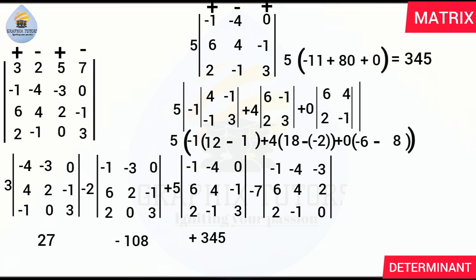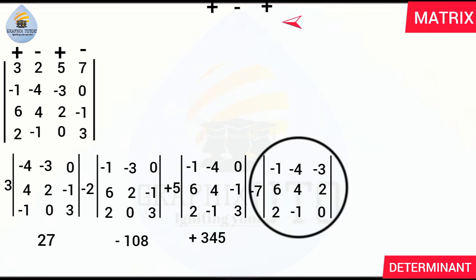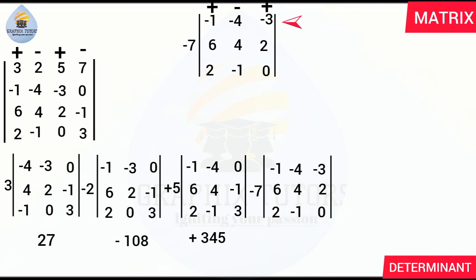Now the fourth one, last but not the least, is minus 7 scalar multiplying the matrix in front of it, which is minus 1, minus 4, minus 3, 6, 4, 2, 2, minus 1, 0. So I'm considering that, right? So if I do the needful here, I'll be having, see what's happening here.